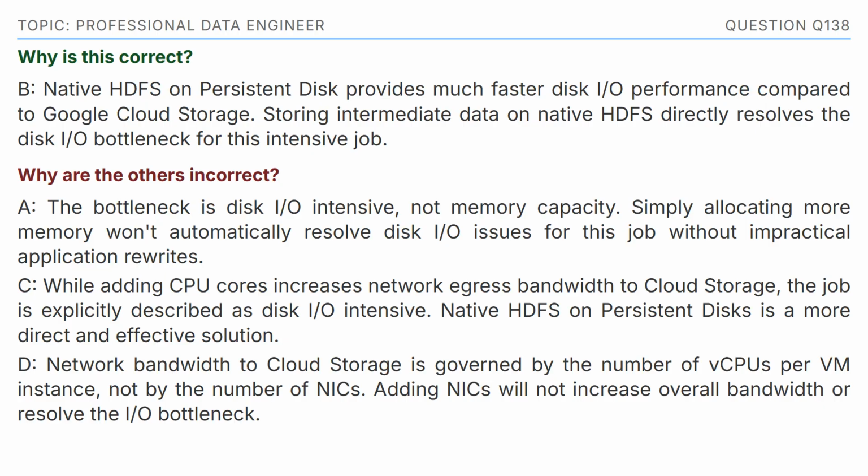Why are the others incorrect? A. The bottleneck is disk I/O intensive, not memory capacity. Simply allocating more memory won't automatically resolve disk I/O issues for this job without impractical application rewrites.